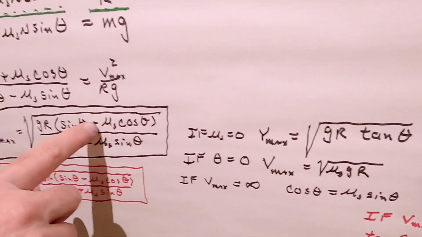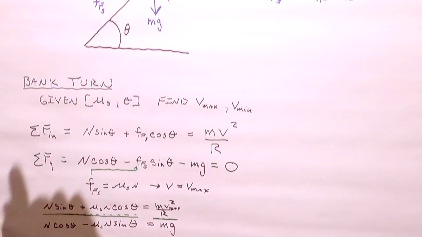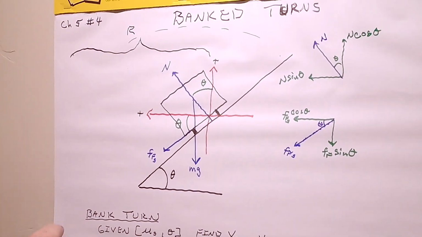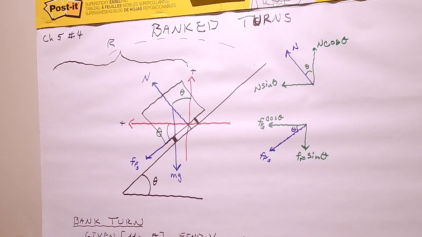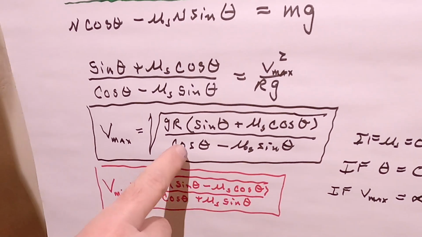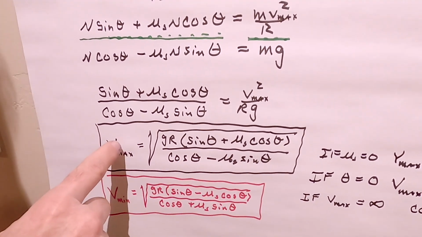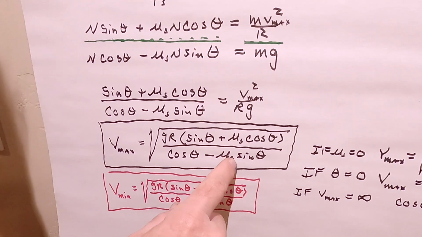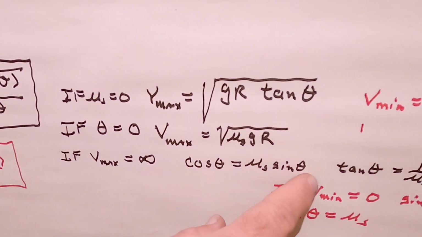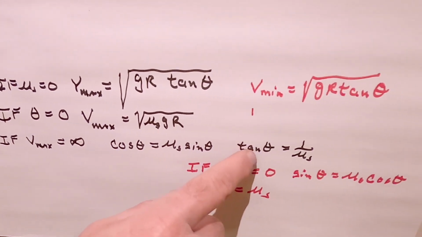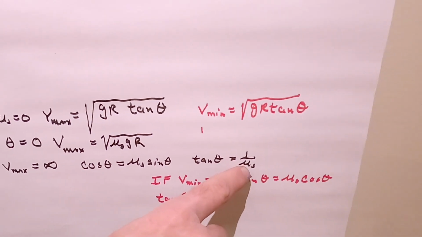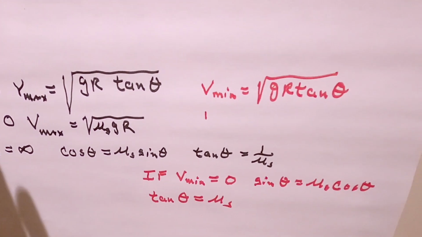Okay, and then the last one is, suppose you wanted to go around at an infinite speed. What angle do I need to bank it at to get an infinite speed? A lot of people think you have to bank it to 90 degrees. You don't have to bank it to 90 degrees. To make this infinite, all I need is the denominator to go to 0, because if the denominator is 0, you get infinity. So we'll just set cosine theta equal to mu_s sine theta. Dividing that out, the tangent theta is just 1 over mu_s. So given a specific value of mu_s, this is the angle you'd have to be at so you could ride around at infinite speed.